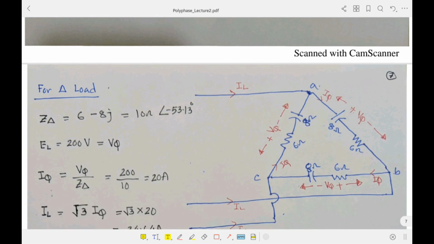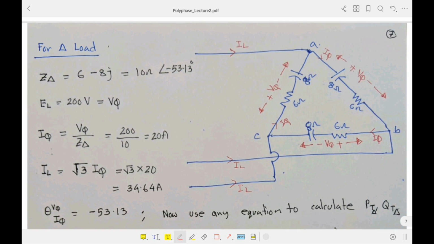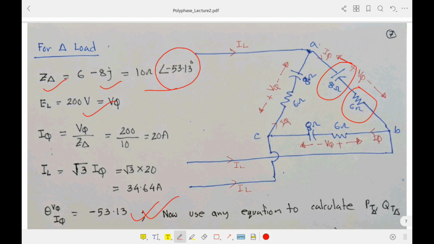delta connection. Now if you consider the delta load only, in the delta load we have a capacitor of 8 ohm and a resistance of 6 ohm, so we can write Z delta as 6 minus 8j, from where we will get the impedance angle, that is our θ. Here it is written. And this is our line voltage, and this is our phase current. So phase current is just Vφ over Z delta, that is shown here as 10 ohm, and we only need the magnitude in our formula, that's why the angle is excluded here.